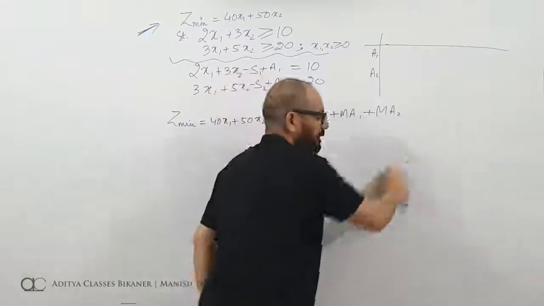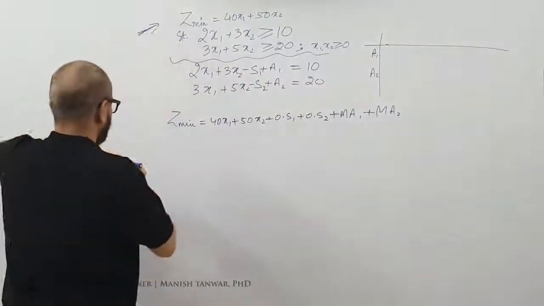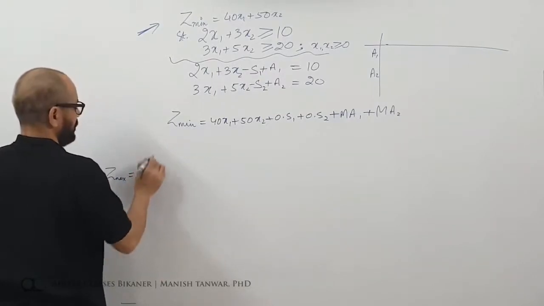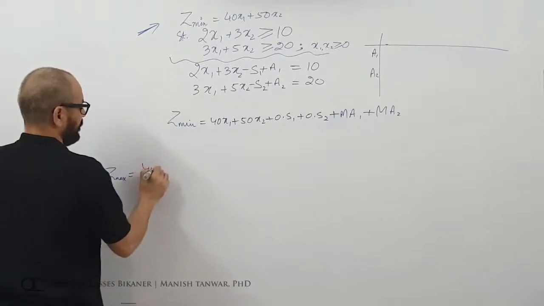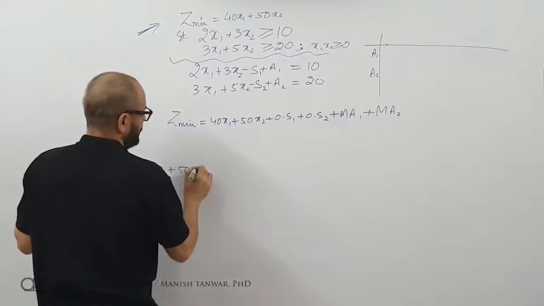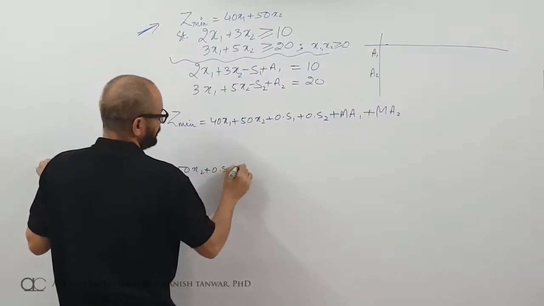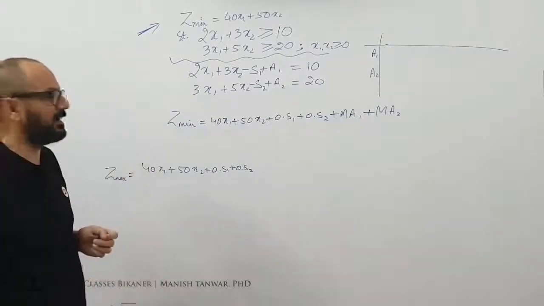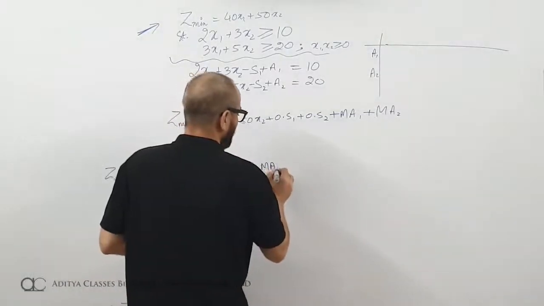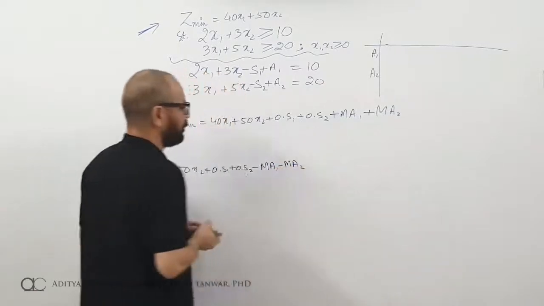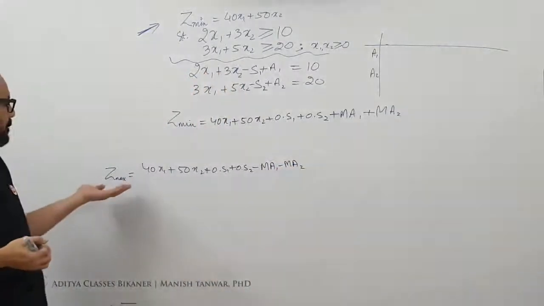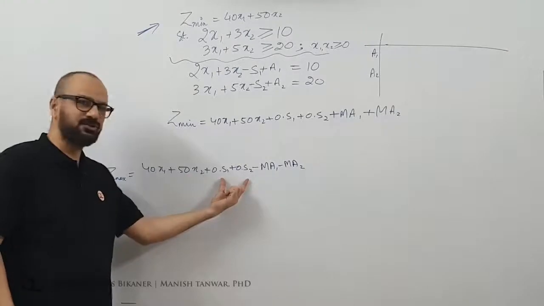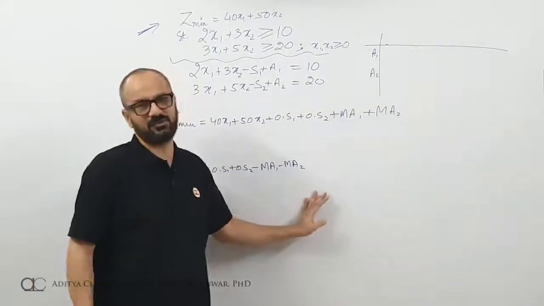And if it were a maximization problem, what would I do? Z max is equal to 40x1 plus 50x2 plus 0s1 plus 0s2. Now, because it was a maximization problem, I would give it a very negative value: minus m a1 minus m a2. Because maximization loves positive values. First choice, second choice, third choice, fourth choice, and these would be the last choices.